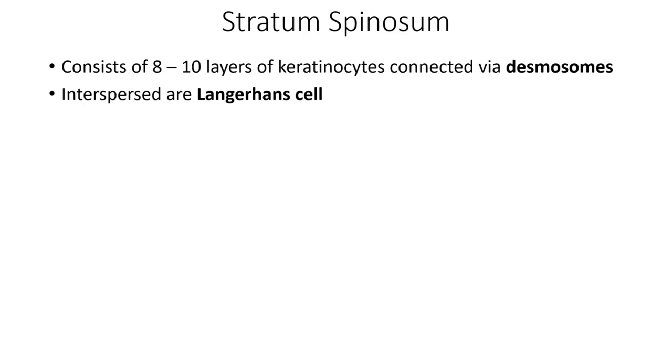The stratum spinosum, that next lower layer, is going to be usually 8 to 10 layers of keratinocytes connected to each other via something called a desmosome. This is one of our cell junctions that we talked about back earlier on in the semester in week 3, I believe. These desmosomes are going to interlock with each other to strengthen that attachment bond between the cells. And so these are going to keep everything tight, close together, and keep it all anchored in there.